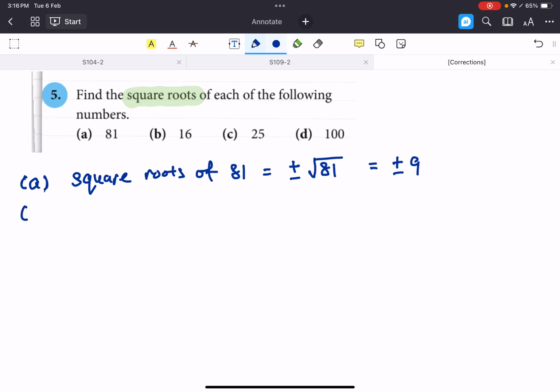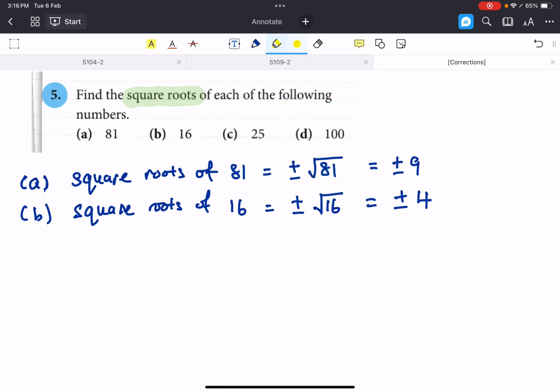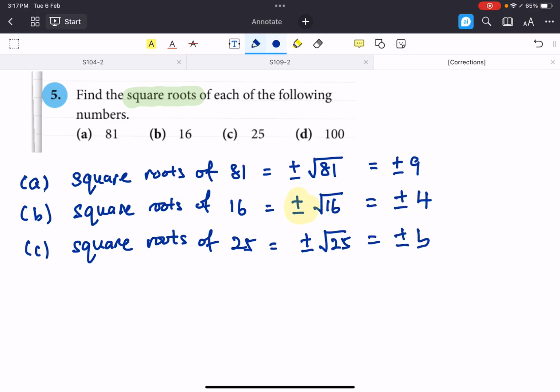In the same manner, the rest should be quite straightforward now that you understand it. If I write square roots of 16, this is the positive and negative of the square root of 16, which gives us positive or negative 4. Once again, I just want to highlight that this is the part that's missing in many of your working. Continuing, part C, square roots of 25 is both the positive and negative square root of 25, which is positive or negative 5.